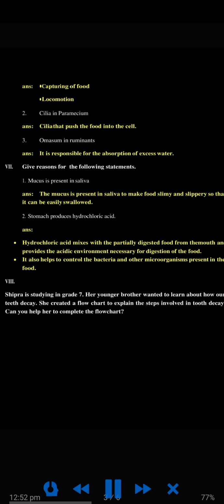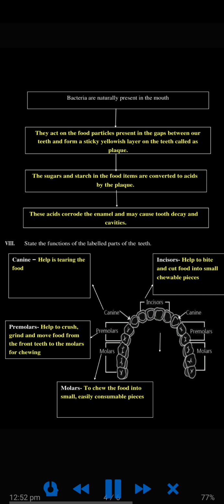8. Shipra is studying in grade 7. Her younger brother wanted to learn about how our teeth decay. She created a flow chart to explain the steps involved in tooth decay. Can you help her to complete the flow chart? Bacteria are naturally present in the mouth. They act on the food particles present in the gaps between our teeth and form a sticky yellowish layer on the teeth called plaque. The sugars and starch in the food items are converted to acids by the plaque. These acids corrode the enamel and may cause tooth decay and cavities.